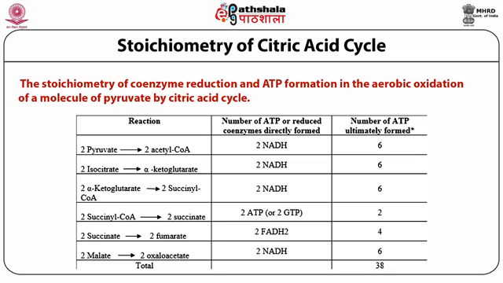2 FADH2 molecules are formed during conversion of 2 fumarate to 2 succinate, leading to generation of 4 ATP molecules. Similarly, 2 ATP or GTP molecules are formed from 2 succinyl coenzyme A to succinate. Total ATP formed during the whole process is 38 molecules.